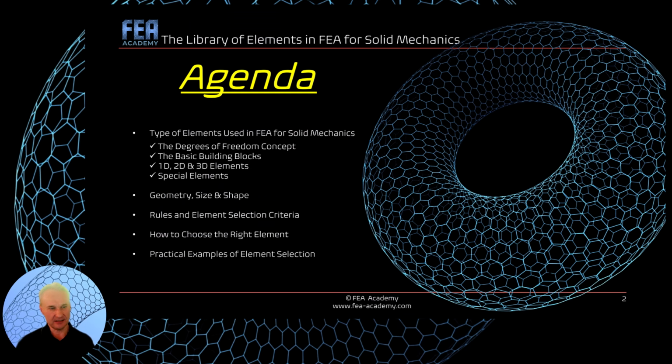Let's start with the agenda. I'm going to start with the types of elements used in FEA for solid mechanics. And we're going to cover the degrees of freedom concept, the basic building blocks concept also, and a definition of what 1D, 2D, and 3D elements are. And finally, the spatial elements.